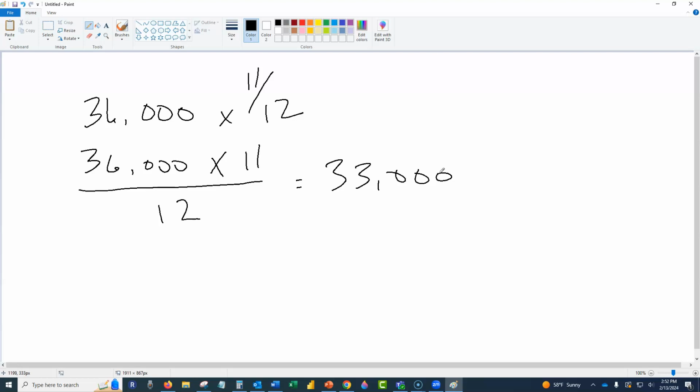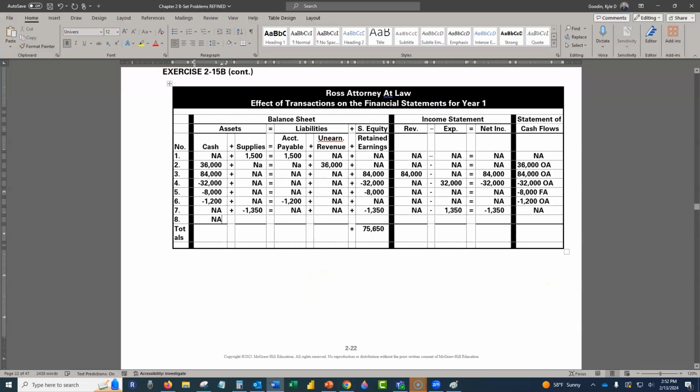This leaves $3,000 of unearned revenue left to recognize next January, but for right now, between February 1st and December 31st of year 1, we have earned 11 months worth of that revenue. So we are going to claim it now. So there is no cash. The cash already happened, right? Cash happened in transaction 2. There is no impact on supplies. We've already dealt with supplies. There is no impact on accounts payable, right? There is an impact on unearned revenue, though. We have to reduce that unearned revenue by $33,000 because now that $33,000 has become earned revenue, right?